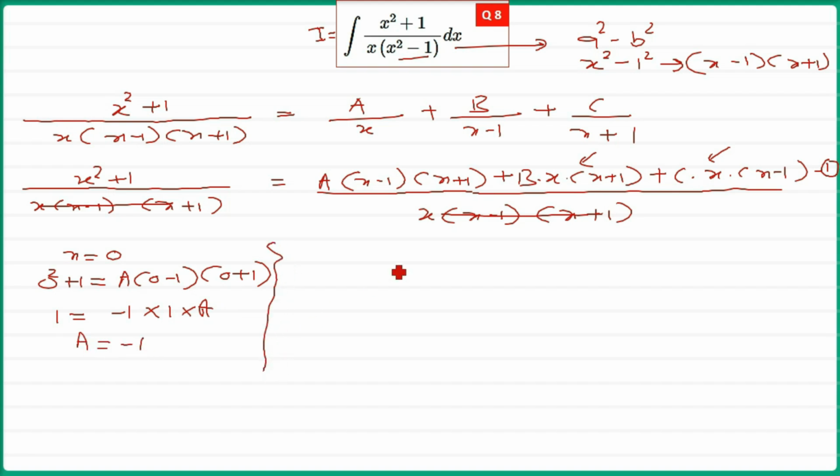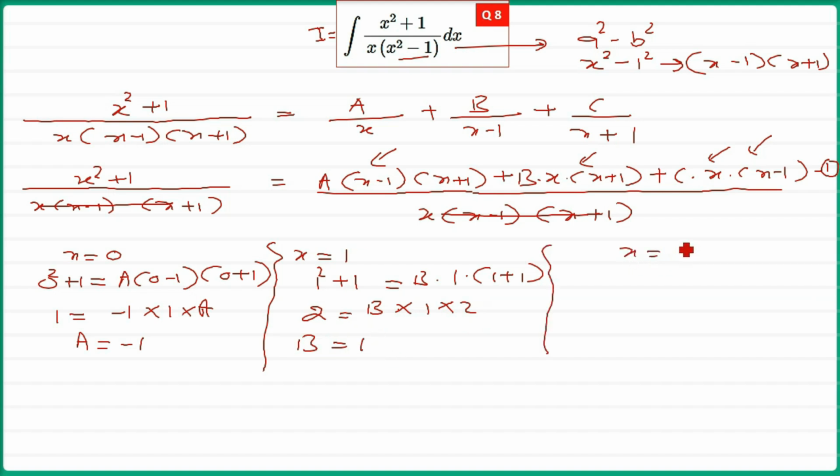The second thing is x will be replaced by x equals to 1. So the first and the last term will become 0, and b will remain. We are putting x equals to 1 on both the sides. 1 square plus 1 equals to b into 1 plus 1. 2 equals to b into 2. So b became 1.